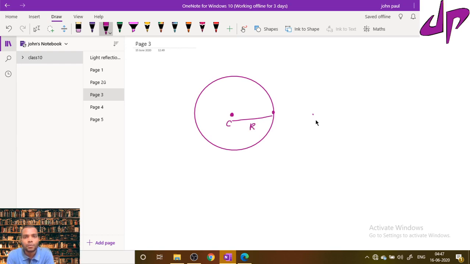Suppose this is the mirror portion. This particular height we can take as the mirror part, and this is known as the aperture.